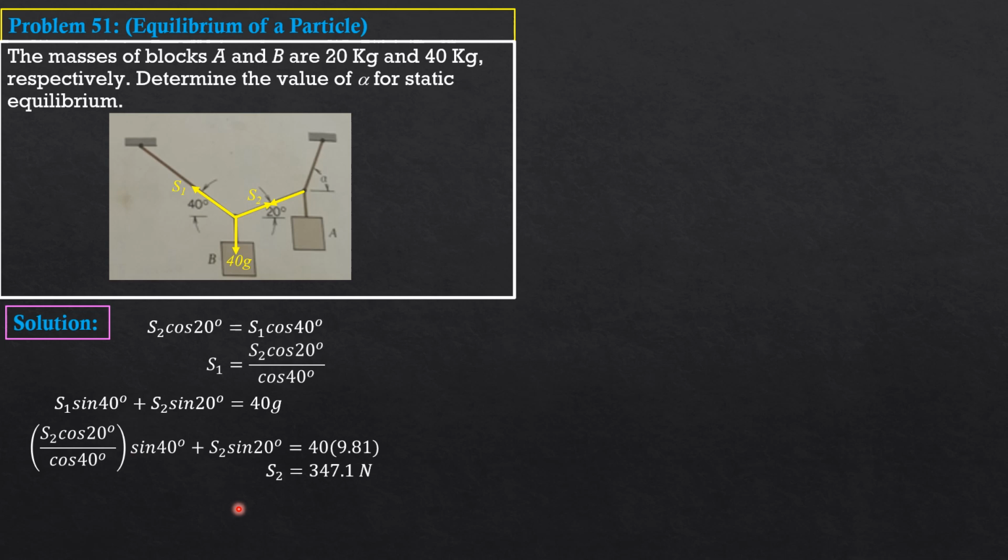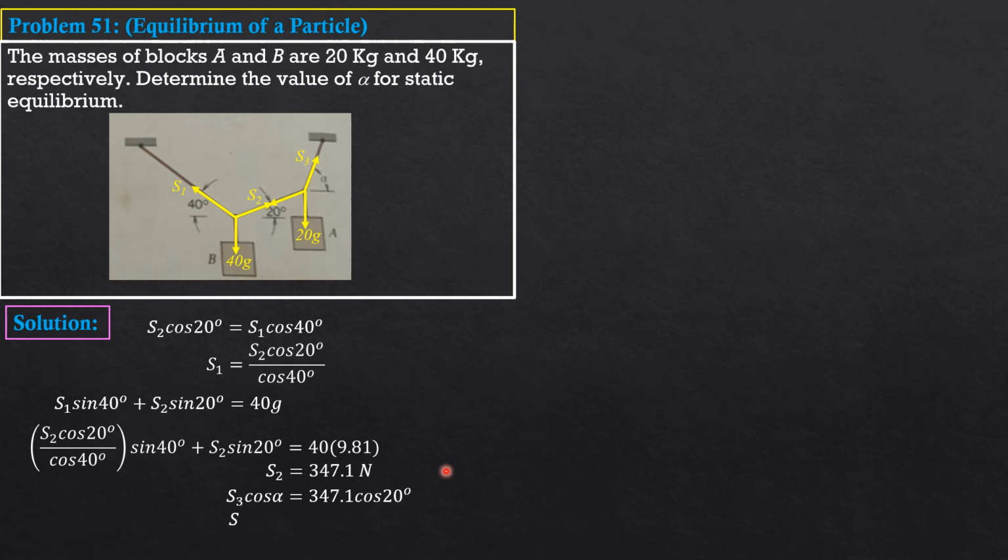347.1 newtons. Then let's transmit it here. Then let's call that S3. That's 20G, then S3. First, summation forces horizontal. S3 cosine of alpha equals S2, 347.1, cosine of 20.